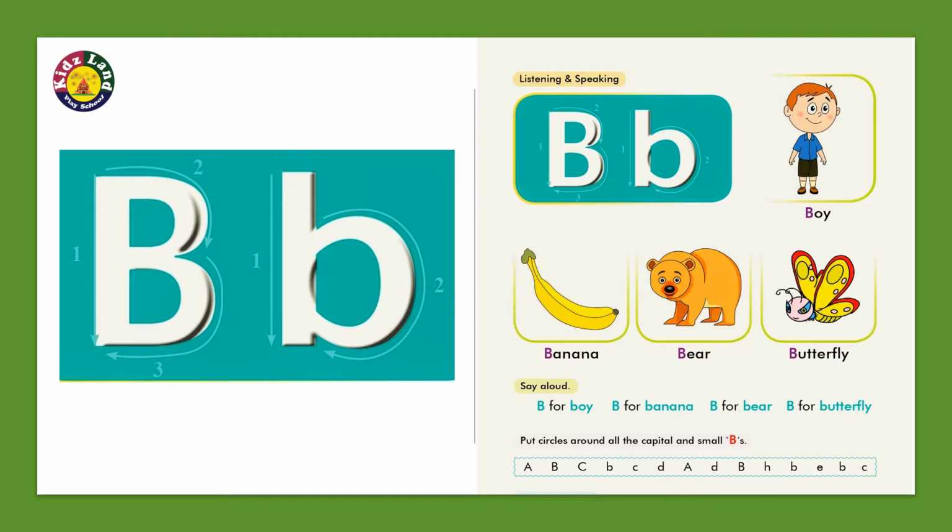This book is the latest syllabus book, so you have to follow these words first, okay? B, you know how to write B? The capital B and the small b. And what are the words here? B for boy. What's the spelling? B-O-Y, boy. What's the spelling of boy?